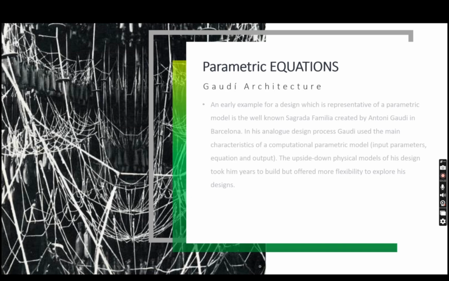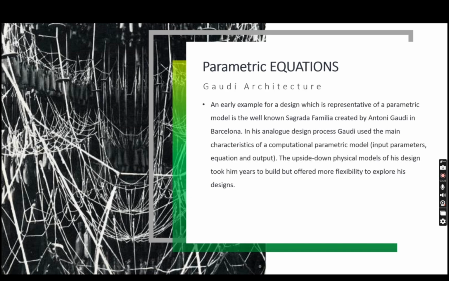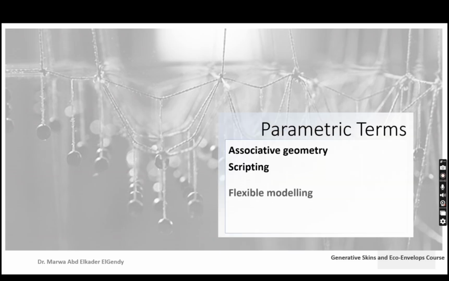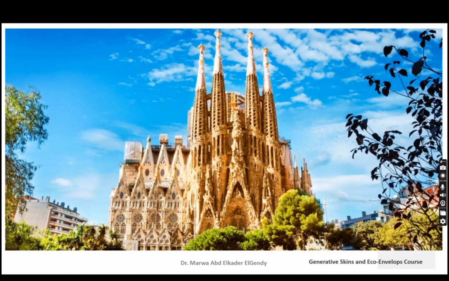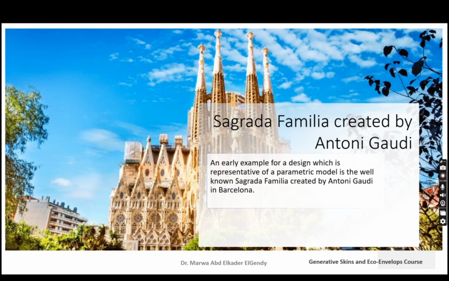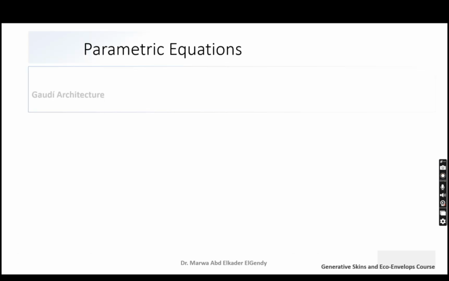The parametric equation also, we find it in Gaudi architecture. It's an example of a parametric model in the Sagrada Familia in Barcelona, in the history of architecture. He used the parameters, the input parameters, equations, and output. Okay, these are the terms of parametric design. The Sagrada Familia used a parametric model by Antonio Gaudi.